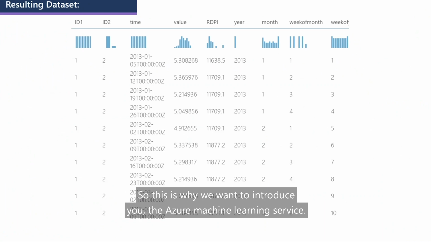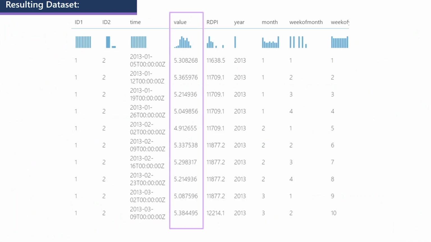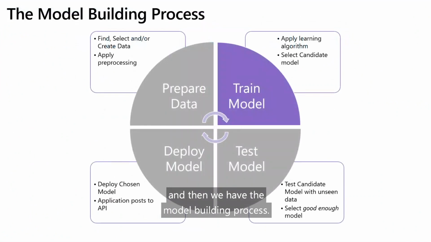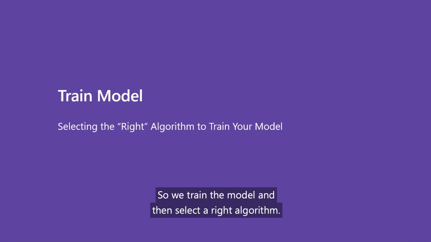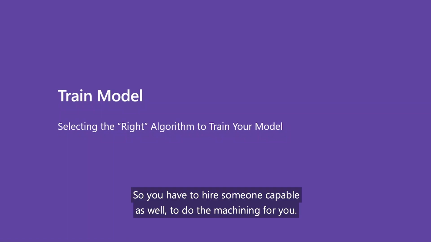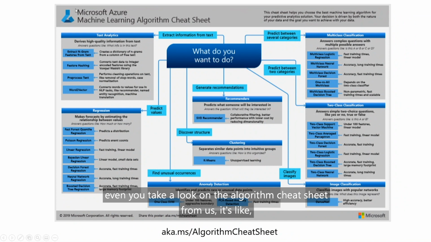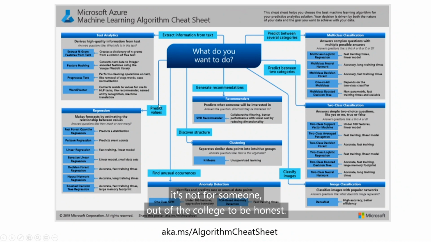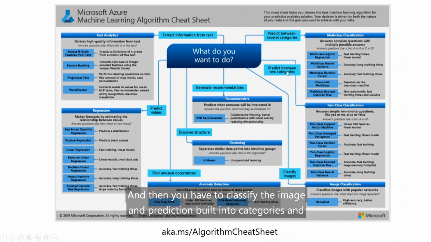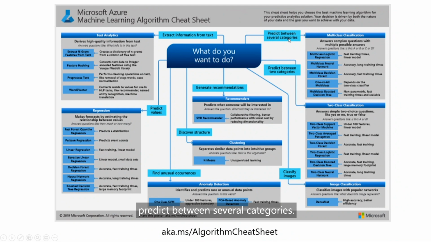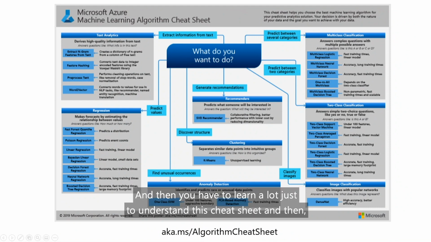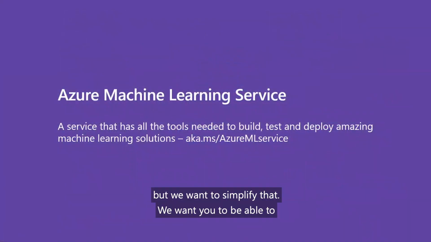So this is why we want to introduce you to the Azure Machine Learning Service. If you take a look at the model building process, we train the model and then select the right algorithm. So you have to hire someone capable to do the machine learning for you. Even the algorithm cheat sheet from us is not for someone fresh out of college, to be honest. You have to classify images, predict between two categories, predict between several categories, and you have to learn a lot just to understand this cheat sheet. But we want to simplify that.